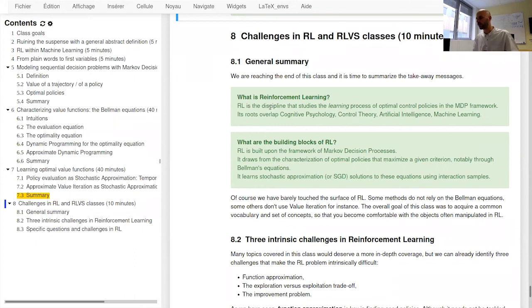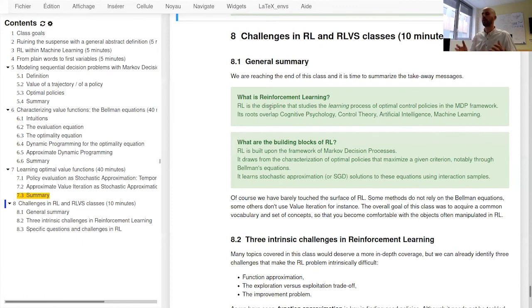By building on the framework of Markov decision processes, reinforcement learning draws from the characterization of optimal policies that maximize a given criterion, notably through Bellman's equations. We will see in a minute that Bellman's equations might be dispensable. And eventually, reinforcement learning performs the learning part by doing stochastic approximation or stochastic gradient descent to find solutions to the Bellman equations using interaction samples.